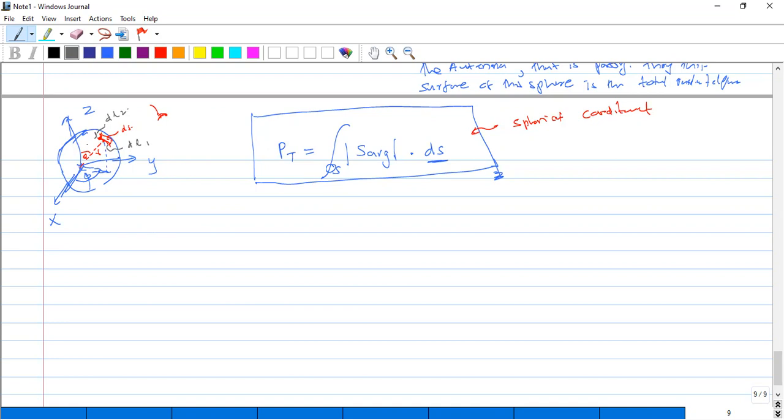If you consider dl1, it is like this. You have a circle like this, and you have an r like this. And if you consider a very small angle, let's say a small angle d theta.